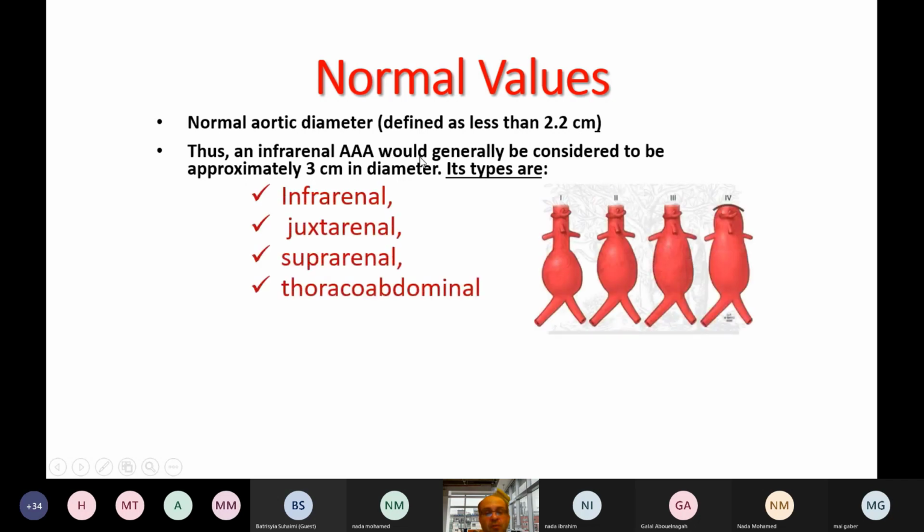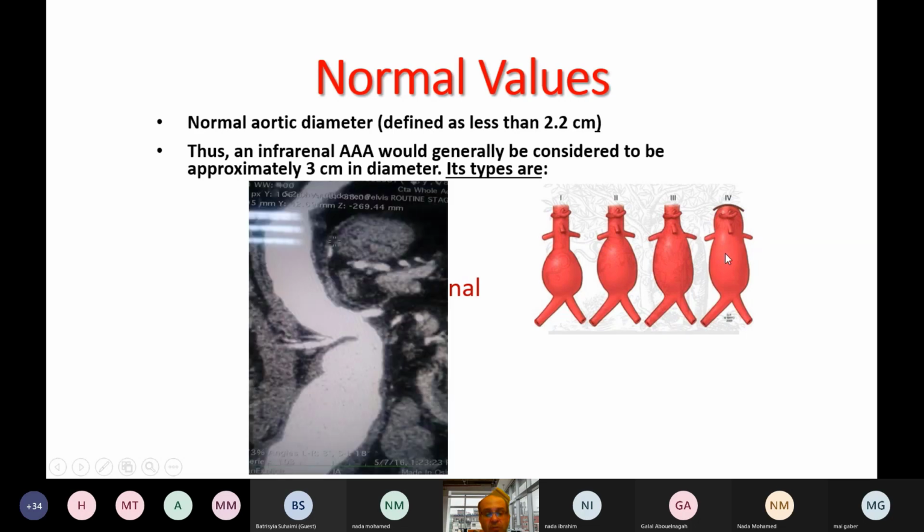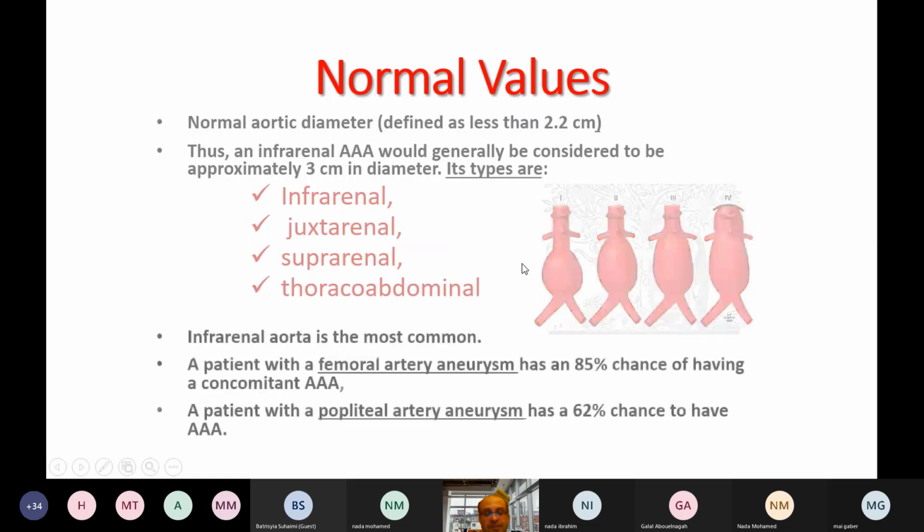We have multiple types of abdominal aortic aneurysm according to the relation to the renal vessels. Sometimes the aneurysm affects the aorta below the renal vessels, sometimes flush with the renal vessels, which is called juxtarenal, sometimes it extends above the renal vessels, and sometimes it affects both the thoracic part and the abdominal part. This is the simplest form, and this is the most complicated form. This is an arteriogram showing the renal artery and the aneurysm, the dilated part, the juxtarenal.